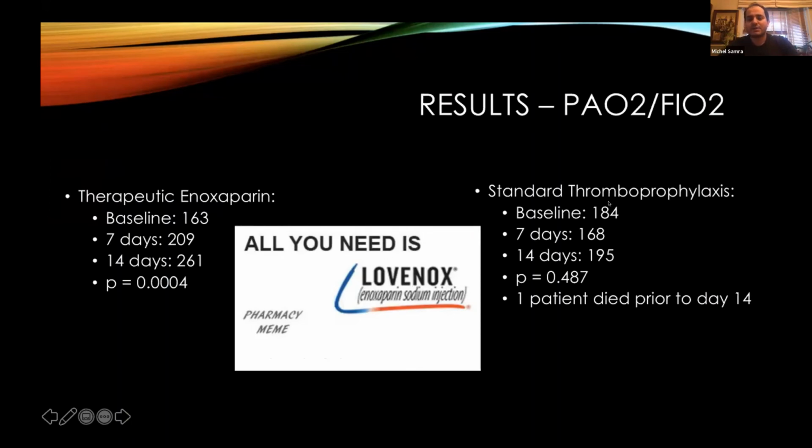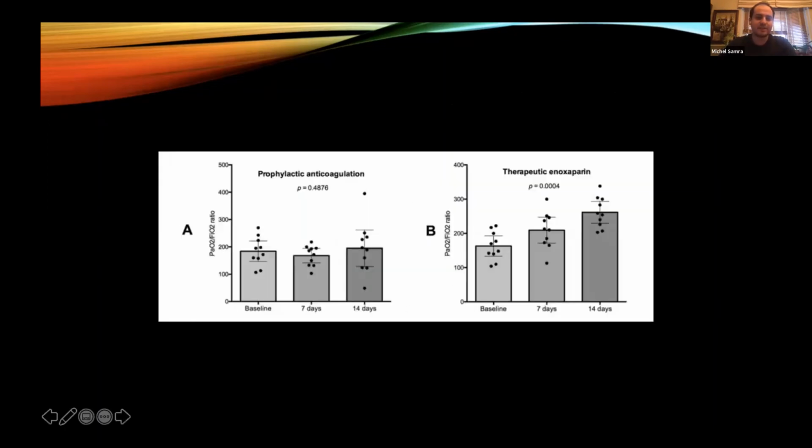In the prophylactic group, you can see that while at the beginning they start out kind of similar, there isn't the same progression. So we go 184, 168, 195. And this was shown to not be a significant difference. Of note, there was one patient in the prophylactic group who died before day 14. So they used the ABG on day 12, which was the day he died on, as his last value to help calculate the ratio. And this is showing the same information as a graph.